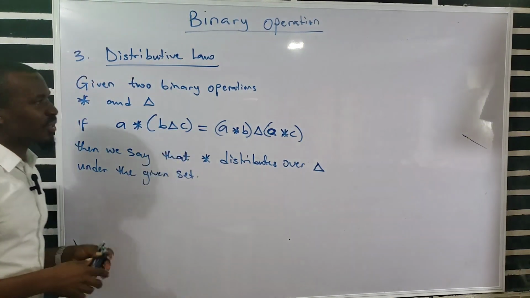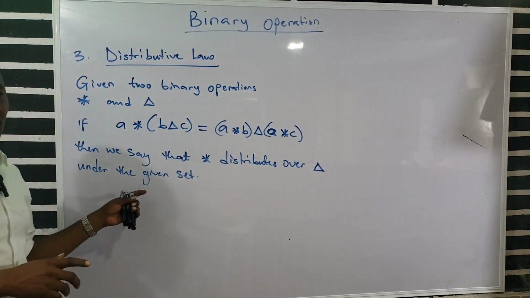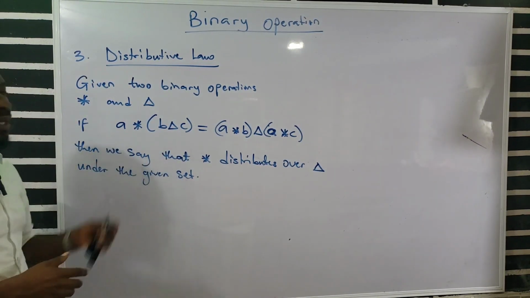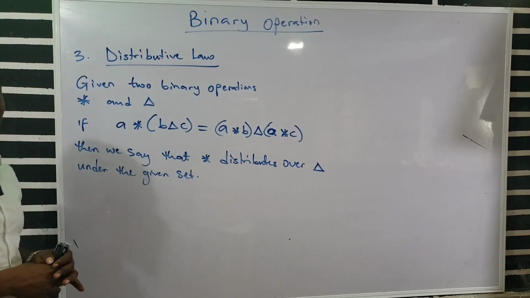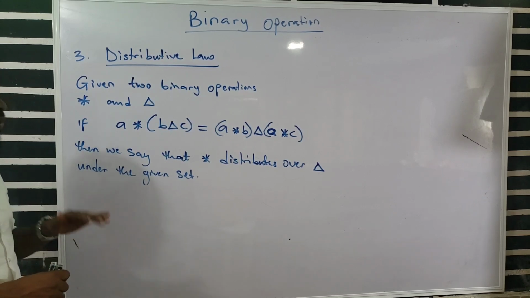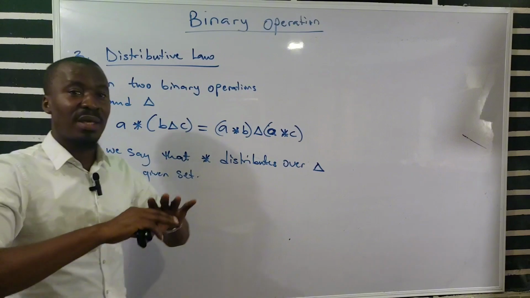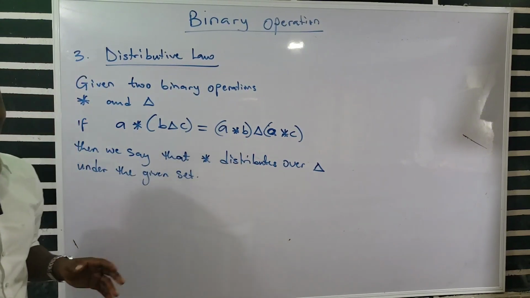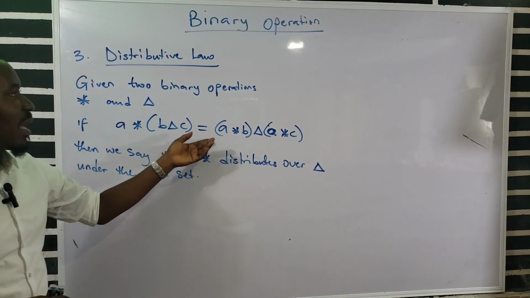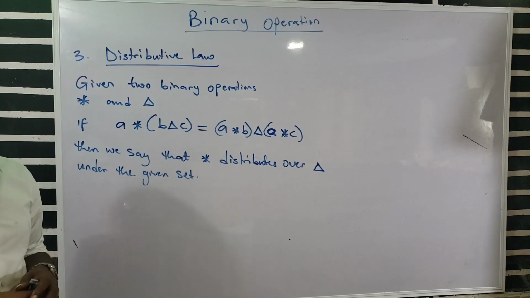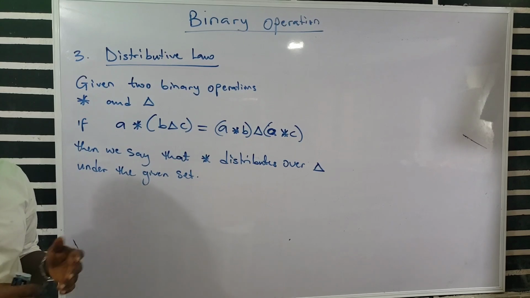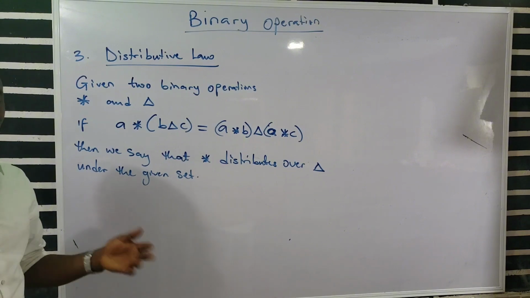Okay, so we are just going to solve a small example on this using numbers, because it's only numbers that will look a little bit simple. When you want to use algebra to do this, it's going to take a lot of time. So let's have an example of this, then we use numbers and solve it and find out whether it distributes over the other.